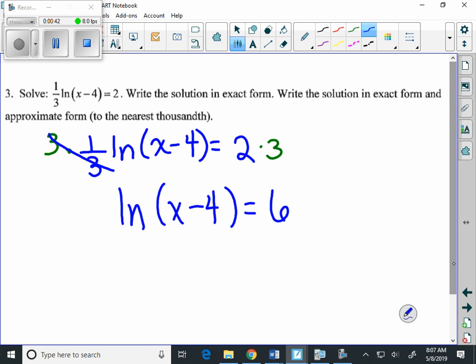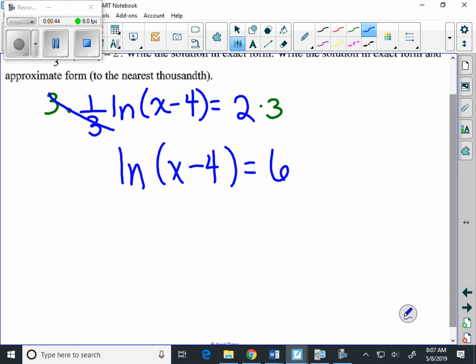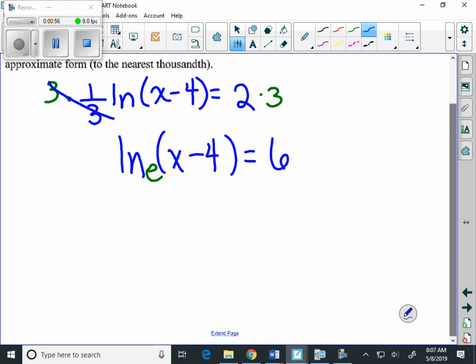And now we're going to convert. We're going to convert this natural logarithm out of this format into an exponential. But what we need to remember is that the base on the natural log is e. So as we look at this here, we're going to rewrite it, and it's going to be e. Whatever the logarithm equals is the exponent, equals e to the 6 equals the x minus 4.